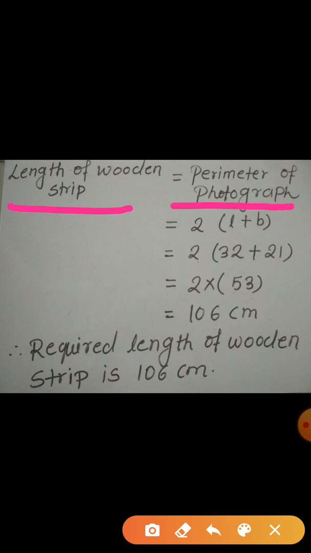And as the length and breadth of the photograph are given to you, we can use the formula 2 times (length plus breadth). Now length is 32 and breadth is 21 cm. So substitute the values in place of length and breadth. Now 32 plus 21 comes 53, and 2 times 53 is 106. So the perimeter of the photograph is 106 cm, which is the same as the length of wooden strip. So how much length of wooden strip do we require to frame a photograph? 106 cm, right?